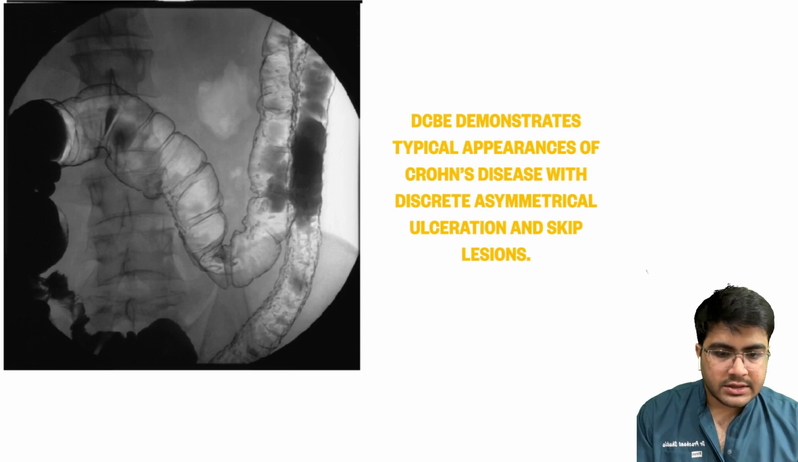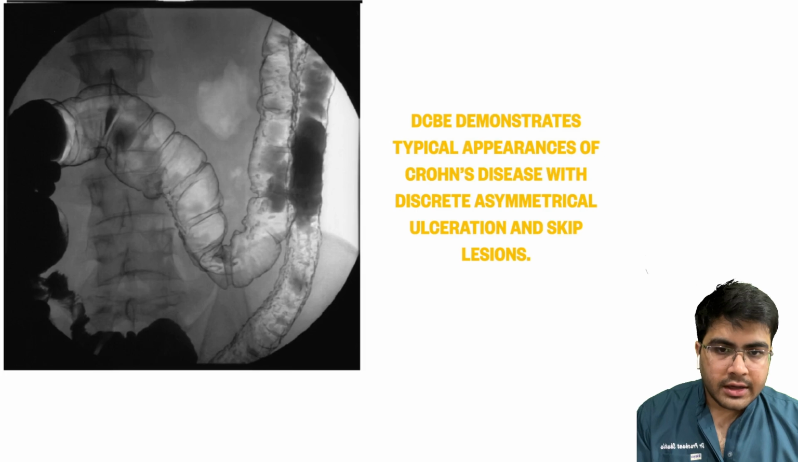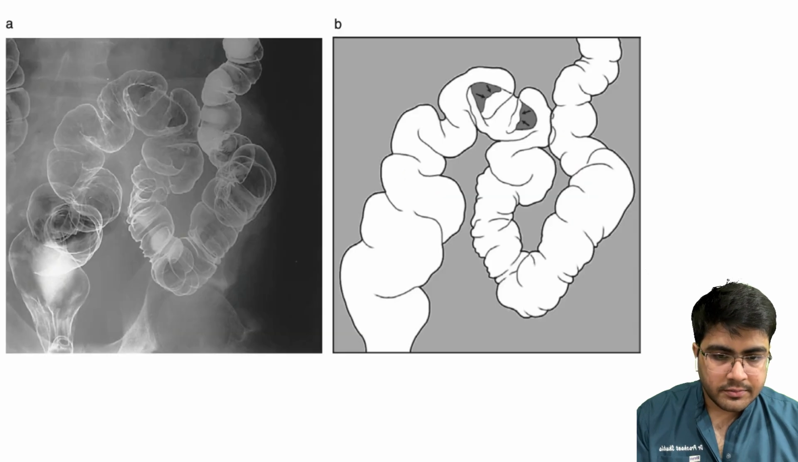So this is again a double contrast barium enema demonstrating typical appearance of Crohn's disease with discrete asymmetrical ulceration and scalloping. So here you saw how segmental involvement is seen on a single contrast barium enema, and how it looks on a double contrast barium enema. So this is the difference, and this increases the resolution with double contrast barium enema.